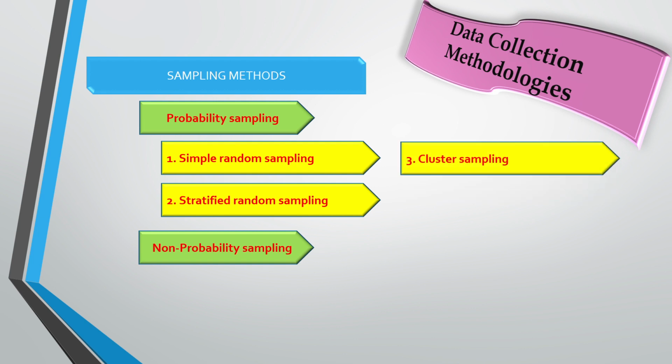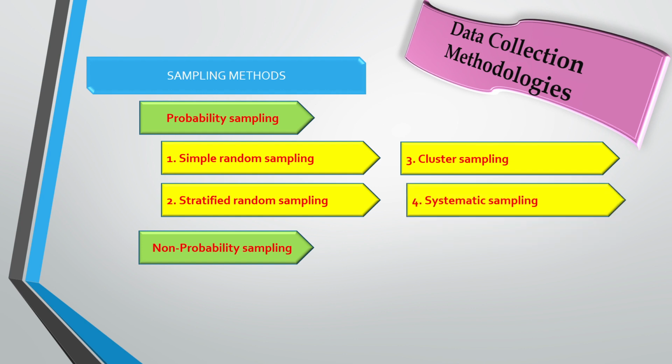For the third, we have cluster sampling. Cluster sampling is a probability sampling method using which the main segment is divided into clusters, usually using geographic and demographic segmentation parameters.